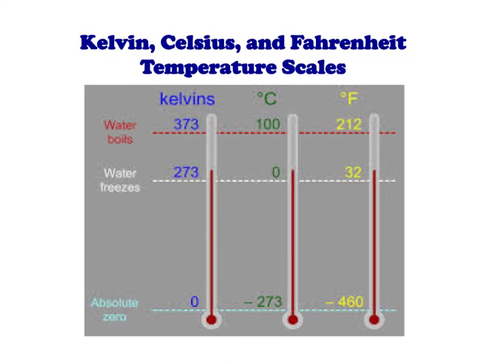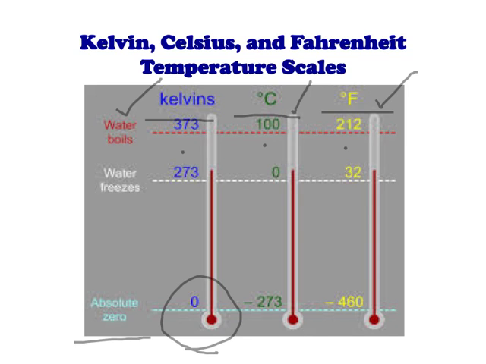Look at the different temperature scales: Kelvin, Celsius, and Fahrenheit. Fahrenheit's what we use in America. Celsius is what we most commonly talk about in science, but Kelvin we also use in science. Now notice at absolute zero on the Kelvin scale, that's where molecules would stop moving. Water freezes at 273, 0, and 32 Fahrenheit. Water boils at 373, 100 degrees Celsius, and 212 Fahrenheit.